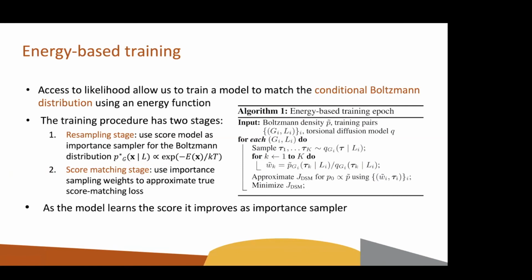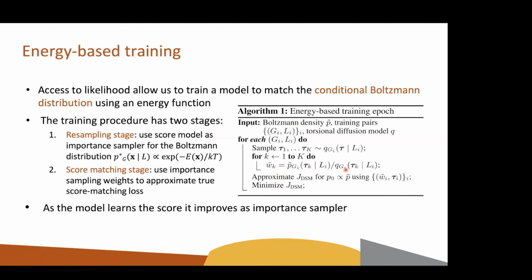In the first stage, we aim to simulate data samples from the Boltzmann distribution. And the way that we can do this is by using the model as an importance sampler for the Boltzmann distribution. This is the part where we use the model density. We use the model density along with the ground truth energy function to reweight the samples such that they approximate the Boltzmann distribution. It's important to note that no gradient descent is performed during this stage.